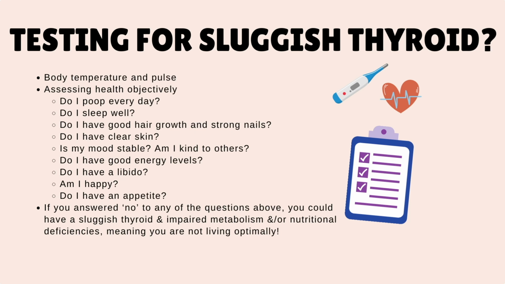Do I poop every day? Do I sleep well? Do I have good hair growth and strong nails? Do I have clear skin? Is my mood stable? Am I kind to others? Do I have good energy levels? Do I have a libido? Am I happy? Am I hungry? If you answered no to any of the questions above, you could have a sluggish thyroid and impaired metabolism and/or nutritional deficiencies, meaning you are not living optimally.